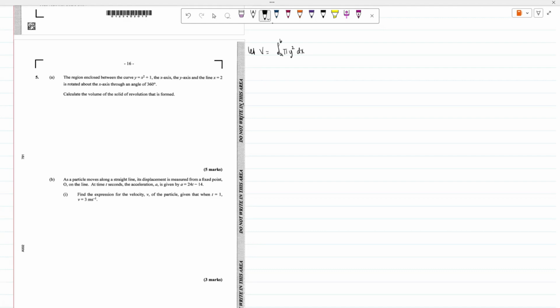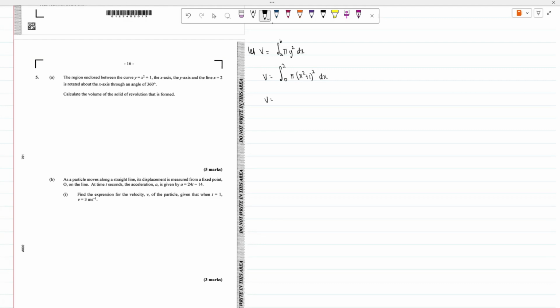So V is equal to the integral. The upper limit is 2. The lower limit will be 0 because this is the y-axis. That y-axis is x is equal to 0. The function is going to be pi into (x squared plus 1) squared dx. And there it is. This is all we had to do.